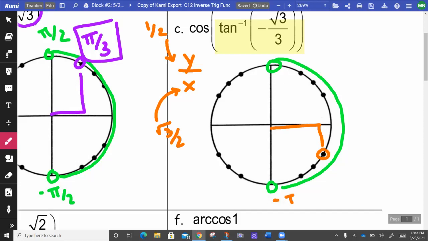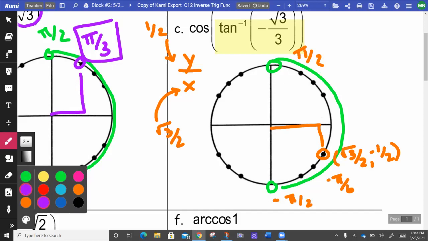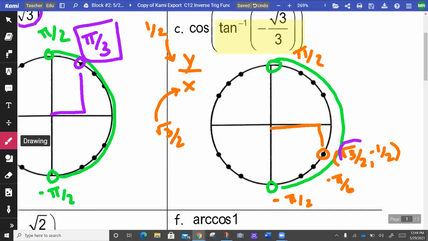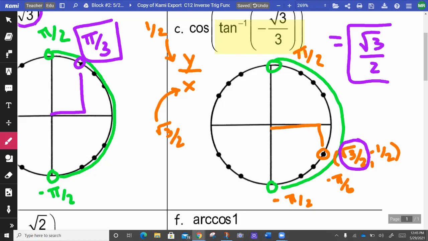So remember, this is negative pi halves to pi halves. So I'm here. Now this is at negative pi 6, but I really don't need the angle. I want the cosine of this. So this is a root 3 halves comma negative 1/2, which means my cosine is going to be my x. So my answer is going to be root 3 over 2.